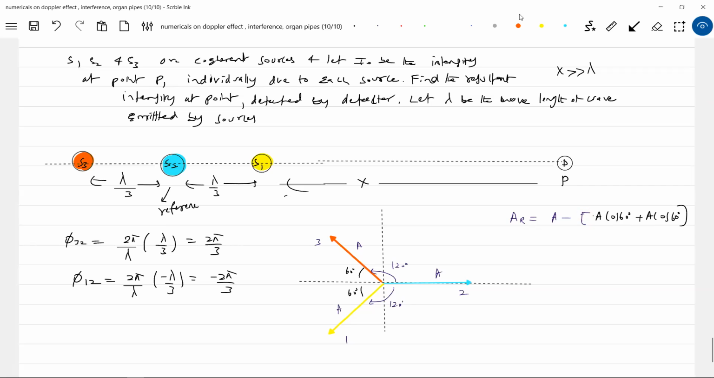So why are you subtracting? If this vector is along the x-axis, how is the component of this vector along the x-axis? A cos 60, A cos 60, I'm adding up. So what is happening finally? AR is 0. Then the resultant intensity at point P is 0.